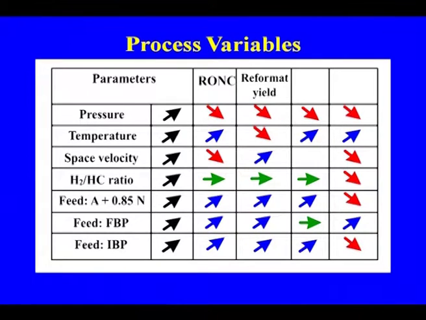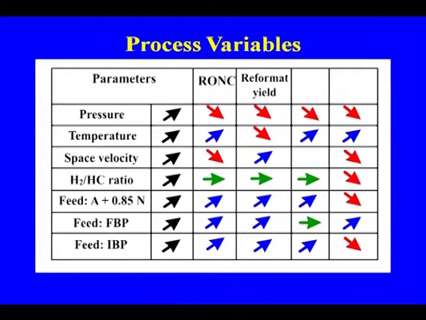This is the process variables which we discussed. Just to summarize, the effect of pressure, temperature, space velocity, hydrogen to hydrocarbon ratio, feed A plus 0.5 N, final boiling point and initial boiling point of the feed, and depending upon that, the research octane number. Increasing the pressure will decrease, increasing the temperature will increase, and increasing the space velocity will decrease the octane number. So this is how the various parameters which we discussed have their effect.